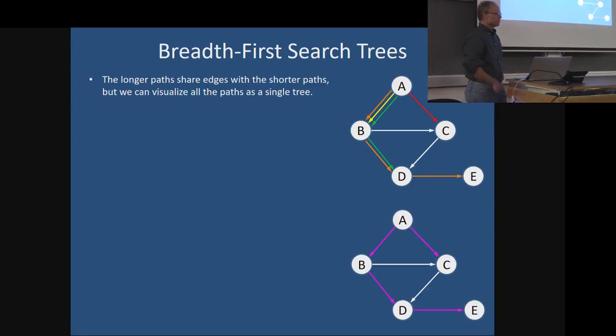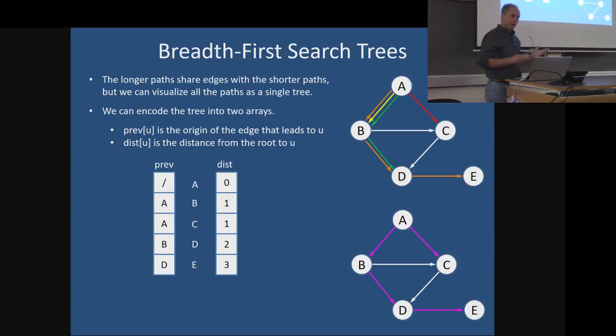And there it is. Put it in purple here. So we sort of combine all those together. If the shortest path from A to D goes a certain way, and the shortest path to E goes through D, we want the beginning of the path to be the same. And when we have that situation, we can encode the tree. The reason we want a tree is because we can encode it very simply in a couple of arrays or a couple of hash maps.